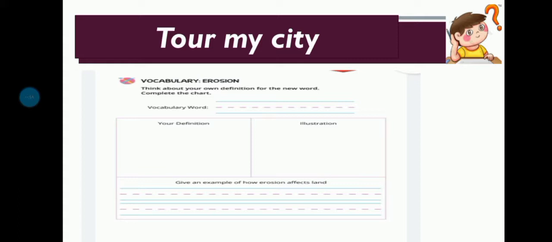We have exercise number 1 in your book. It gives me the vocabulary word erosion. Think about your own definition for the new word. Complete the chart. It wants me to put the word I will define, write my definition, and put a picture as an illustration.